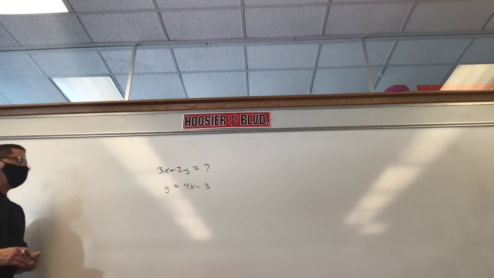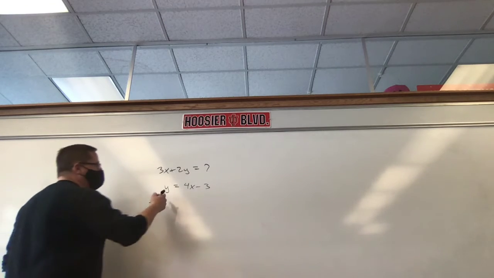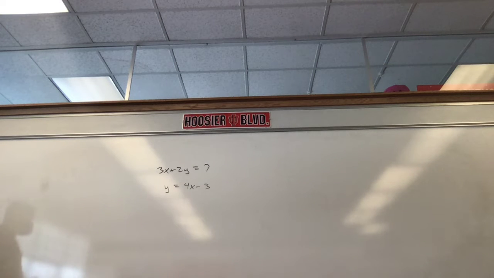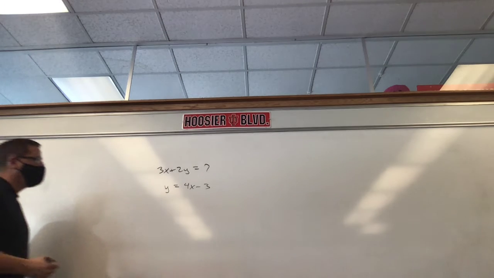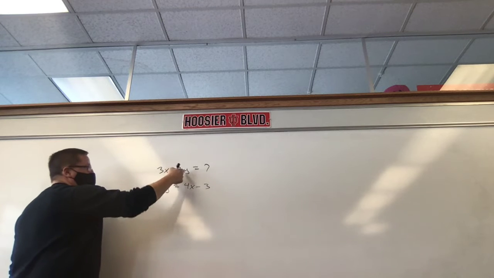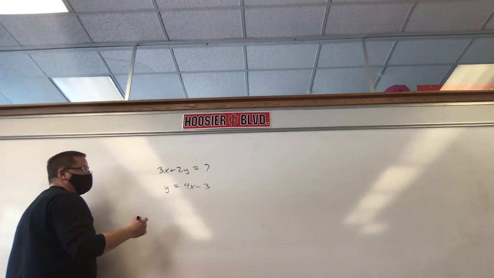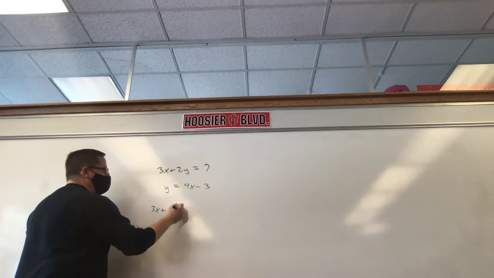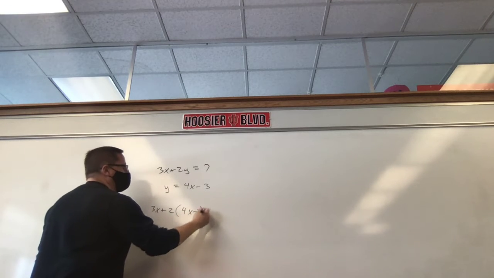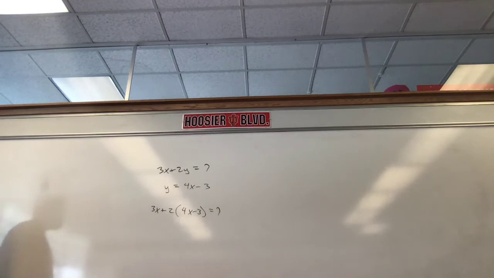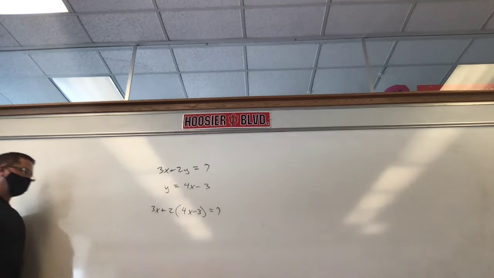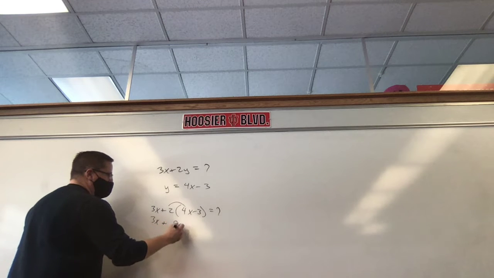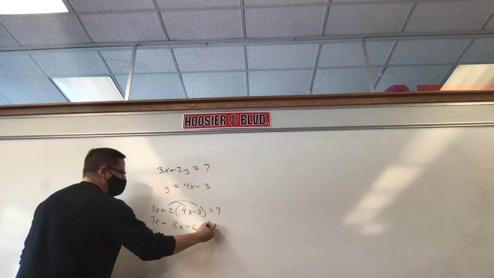So we know that y is 4x minus 2, so I could rewrite this top equation. When we get to the y, replace it with parentheses and put what in it? 4x minus 2. So let's do that. I go 3x plus 2, oh, there's a y, parentheses 4x minus 2, equals 7. Then how can I clean that up a little bit? Distribute the 2. So you have 3x plus 2 times 4 is 8x, 2 times 2 is 4, equals 7.